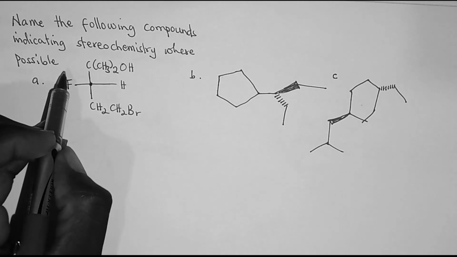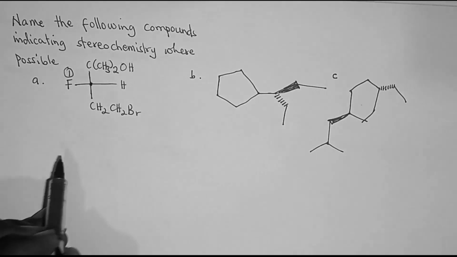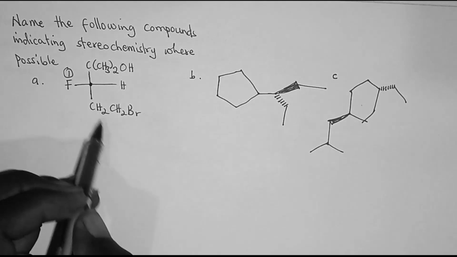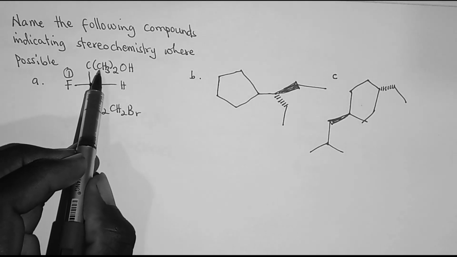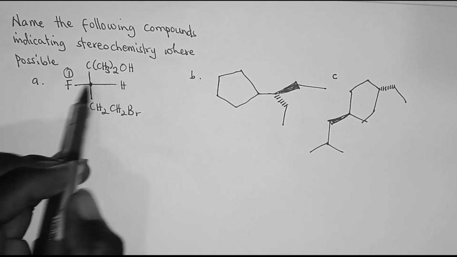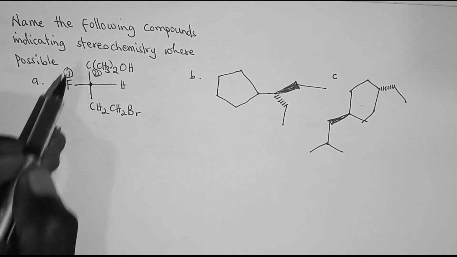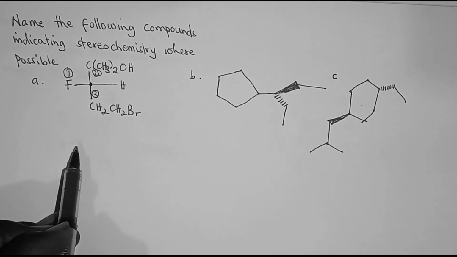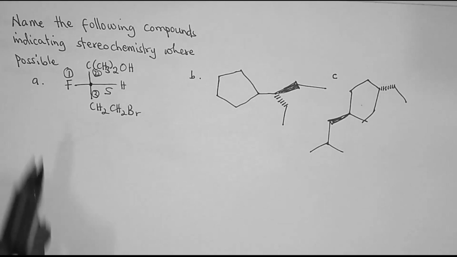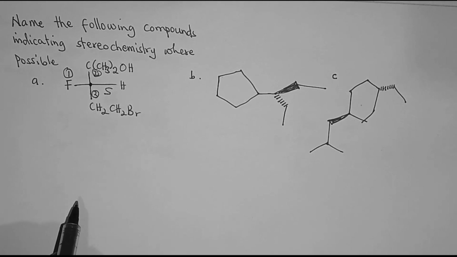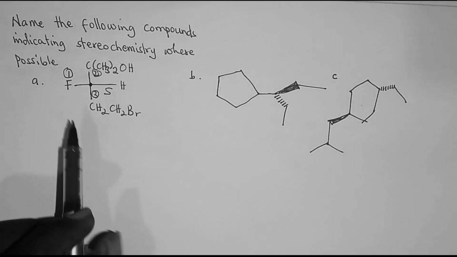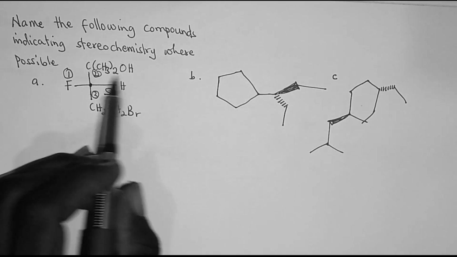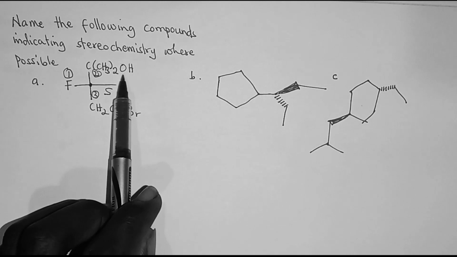So the fluorine is 1, then we have CH2CH2Br, and then we also have a CH3 2OH. So here is 2, and then this is 3. But the proton is pointing towards us, and therefore this is an S configuration. Now, let's try naming this compound. So you see that this compound is an alcohol. It will be named as an alcohol.